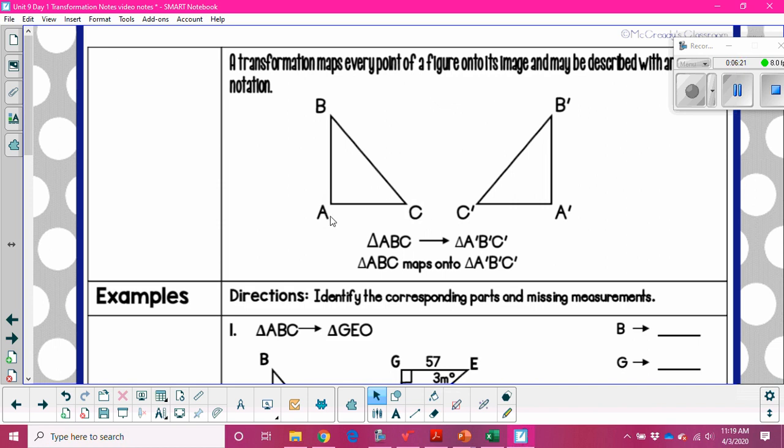Okay, so here A would map onto A prime. B would map onto B prime. C would map onto C prime.